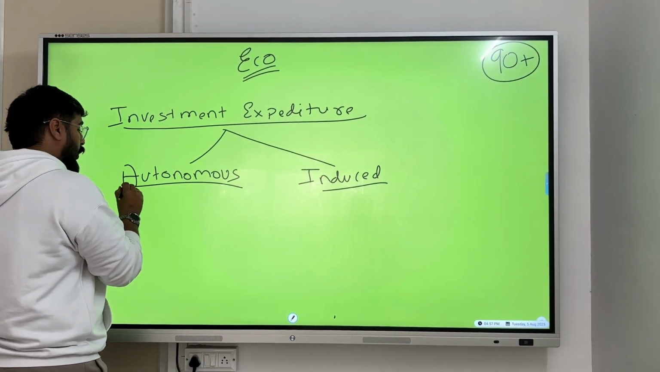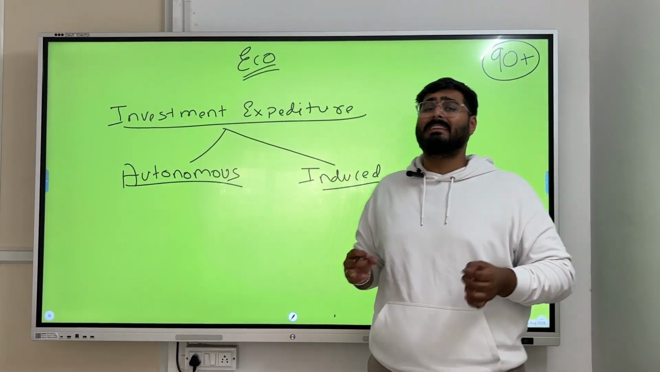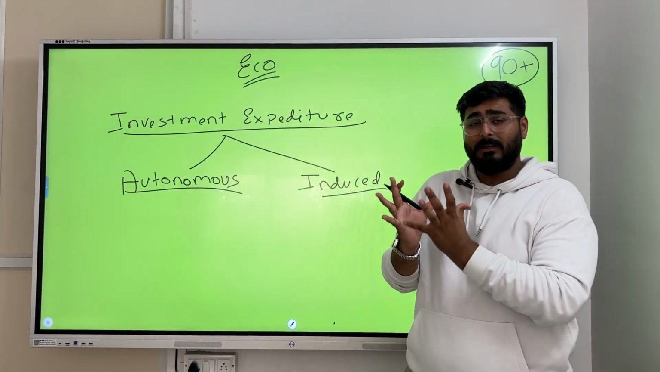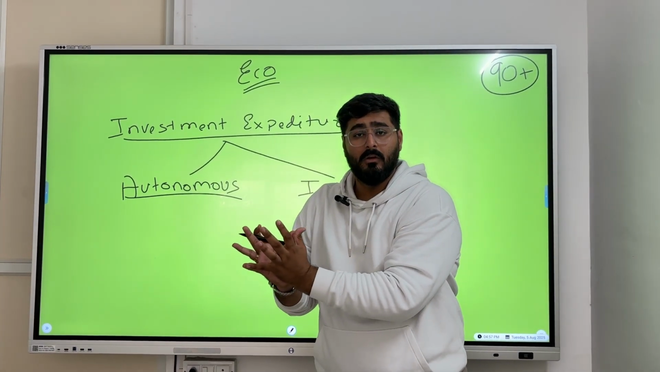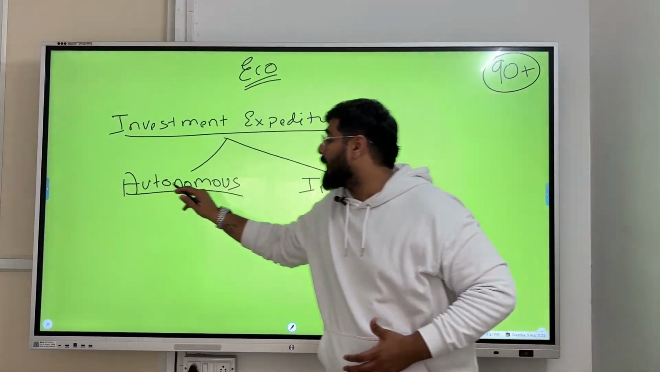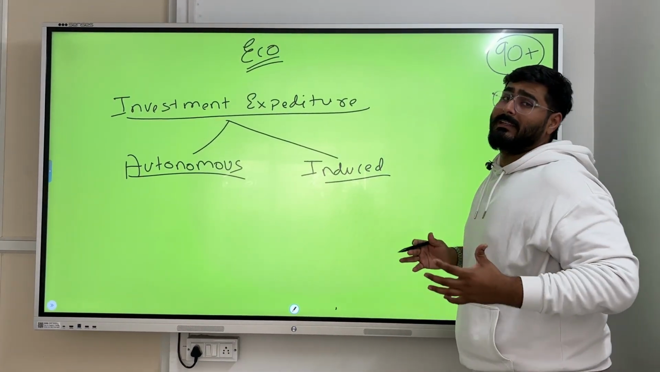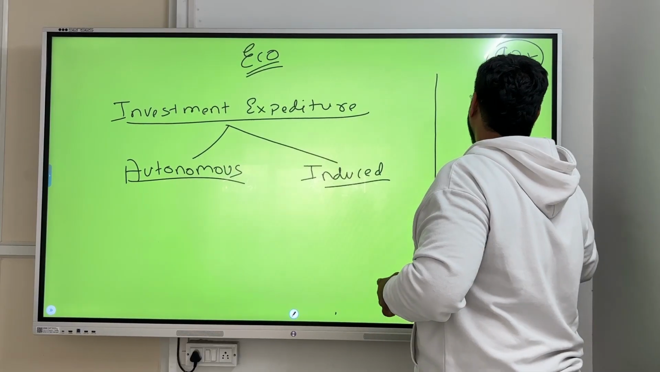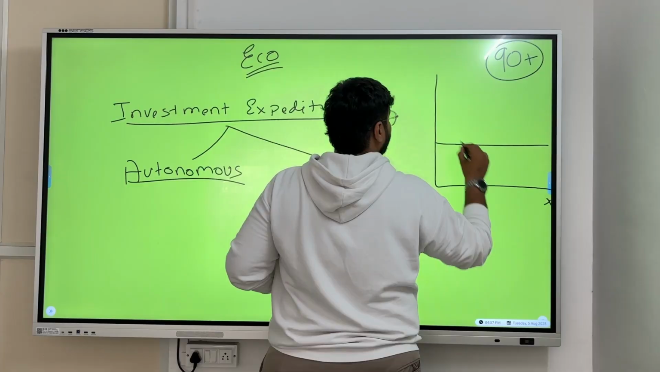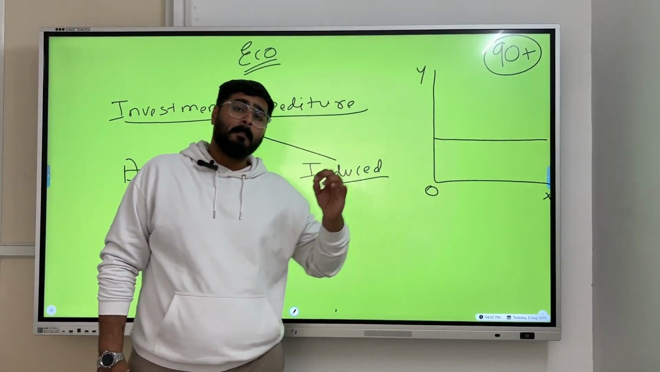Autonomous investment is the one which does not depend on income. Irrespective of whether the income is there or not, this is the investment which has to be done in the economy to keep the economy going. So that is my autonomous investment, and it remains fixed. The autonomous investment curve will be something like this. This is my origin, x-axis, y-axis. It remains fixed irrespective of my income.